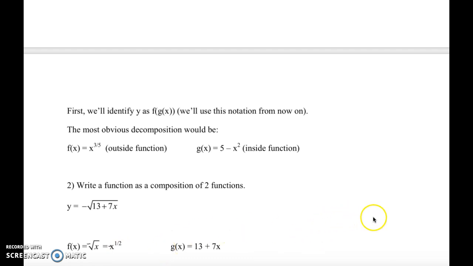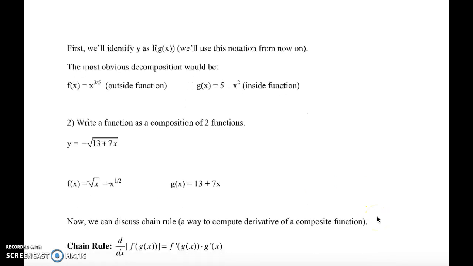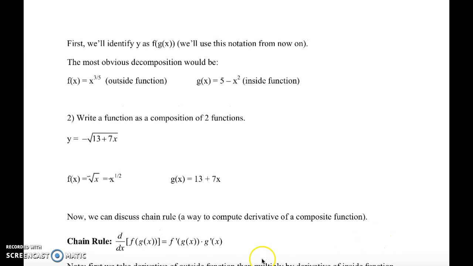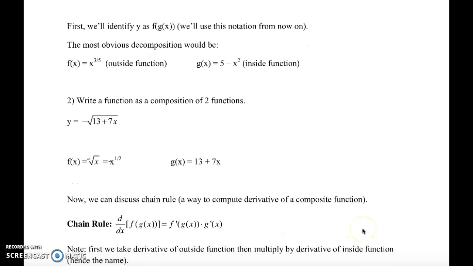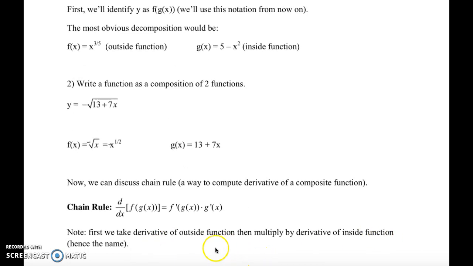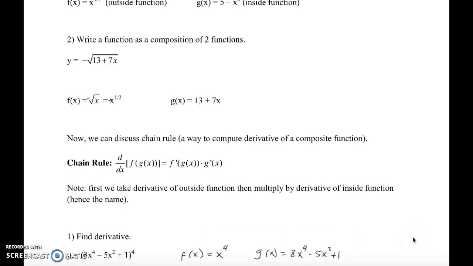And now we're going to look at the chain rule itself. And the chain rule says if I have the derivative of a composite function f of g of x, that I can take the derivative of f with g of x and then times the derivative of g of x. That probably sounds really confusing, so let's look at a couple examples here. So basically what we're going to do is take the derivative of the outside and then multiply it by the derivative of the inside.